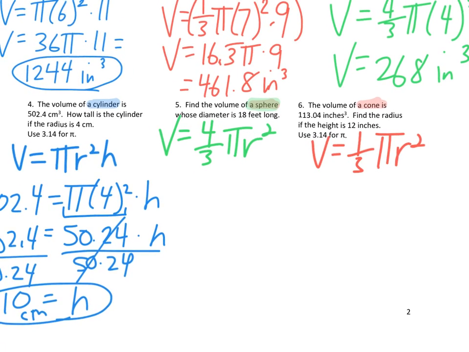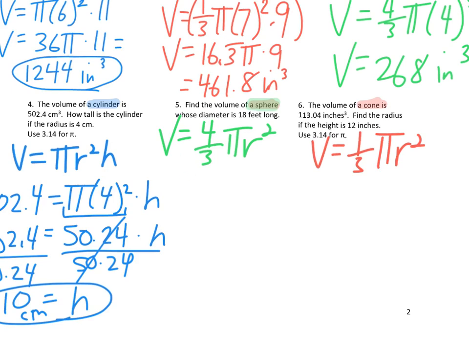All right. Find the volume of a sphere whose diameter is 18 feet long. So careful, giving you the diameter here, but in the formula, you need the radius. Do you remember the relationship between diameter and radius? The diameter is the whole way across the circle going through the center. The radius is just half that distance.